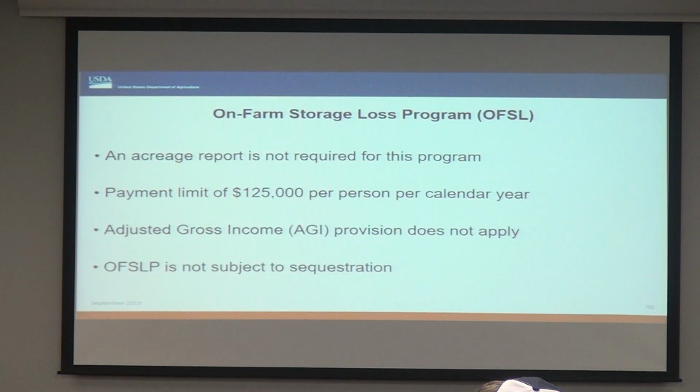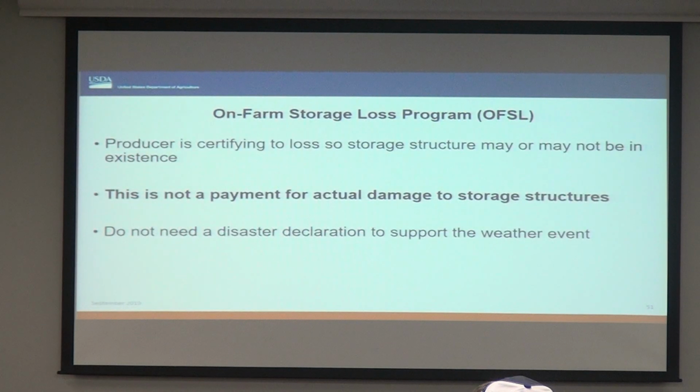An acreage report is not required for this program. We're looking at a harvested commodity. Payment limitation is $125,000 per calendar year. No adjusted gross income provisions apply to this program, and it's not subject to sequestration. So a producer would come in, file an application, and certify to the losses, and the structure may or may not be in existence due to the severity of the disaster event, hurricane, or tornado.